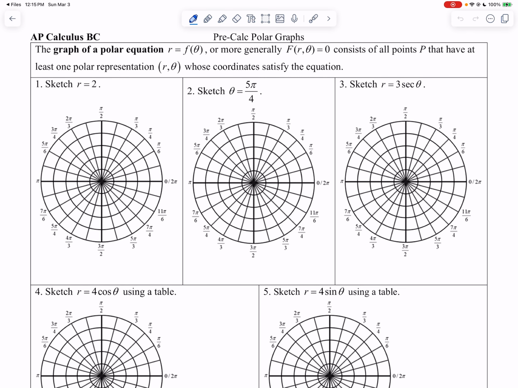Alright, so for number 1, 2, and 3, these are going to be your basic simple ones that you won't see on the AP exam, unfortunately, but it is going to be helpful for us to understand why these graphs are the way they are.